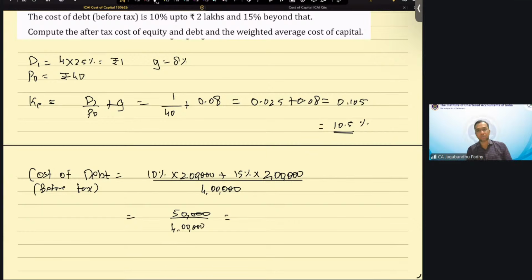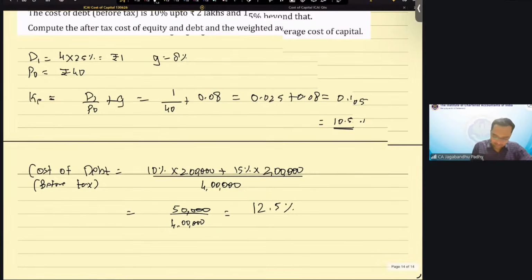So what is the before tax cost of debt in this situation? Because see, out of the total 4 lakh, you're going to raise money in 2 ways. The first 2 lakh has a cost of 10%, and for the next 2 lakh, it's 15%. So when you take the total, it's going to be 50,000. So 50,000 divided by 4 lakh. What is that? 12.5%.